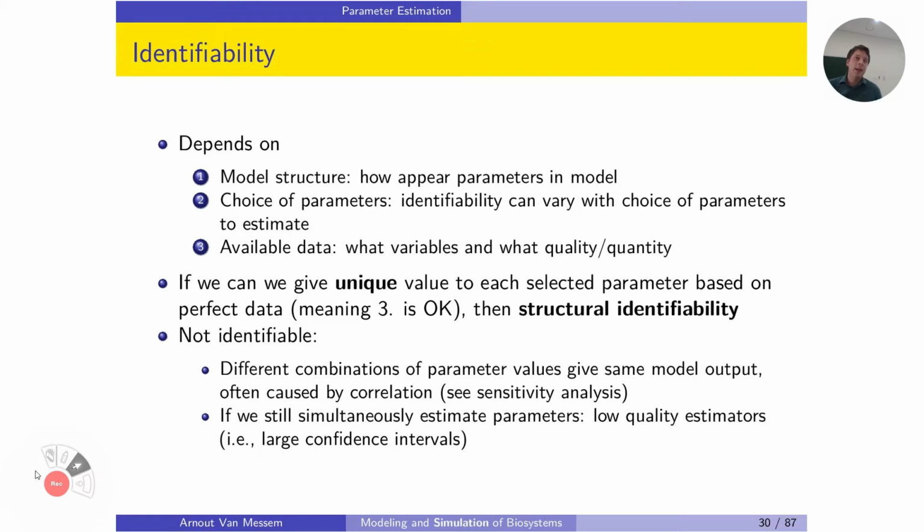So if we can give a unique solution for our optimization problem, assuming that the model is correct, and assuming that we have a perfect data set, then we say there is structural identifiability. Basically, if I would collect all data perfectly for an infinitely large data set, and then I can find a unique solution, then I say it is identifiable, it is structurally identifiable.